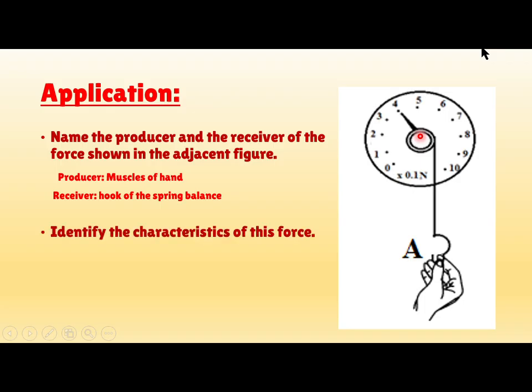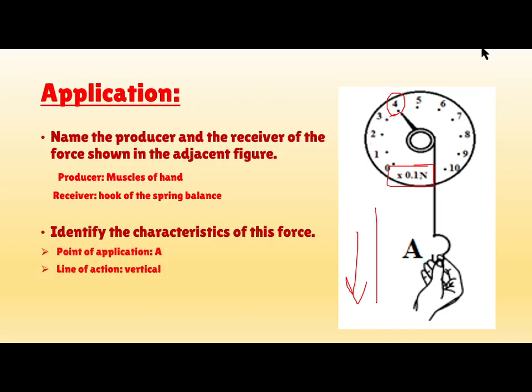Identify the characteristics of this force. Let's start. Point of application is here, A. The line of action is vertical, because that's how it is. The direction is downward because we pull downward. And finally the magnitude. The magnitude is 4. The arrow gives us 4, and we should multiply it by 0.1 Newton. So point of application A, line of action vertical, direction downward, and finally magnitude is 4 times 0.1 Newton. Okay? And this is our lesson for today.